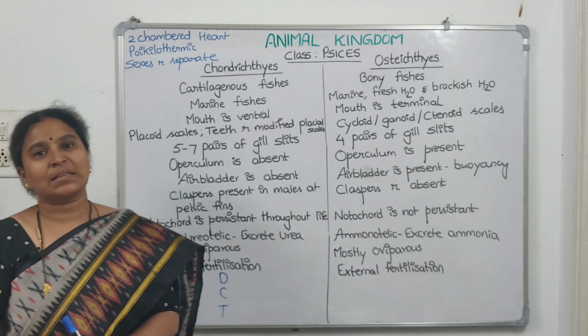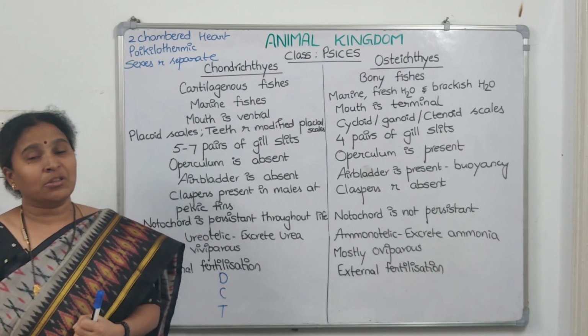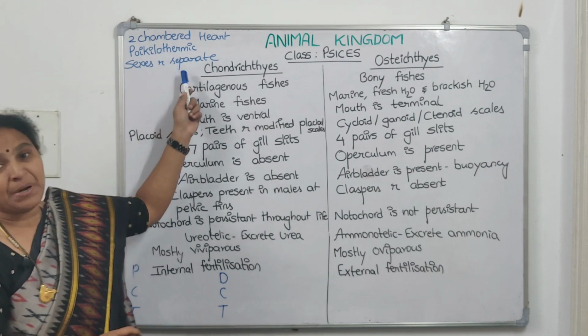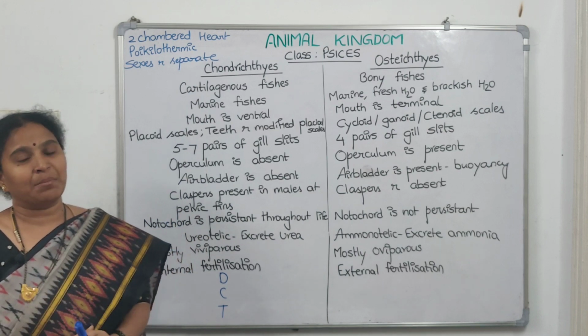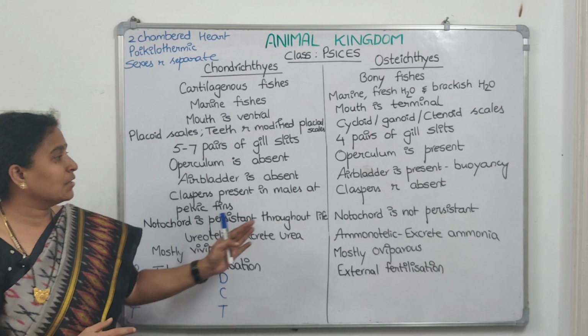The common points for Pisces are that they have a two-chambered heart, one atrium and one ventricle. And Pisces are poikilothermic, they cannot regulate their body temperature. Sexes are separate, male and female are separate. So these points are common, and the points which are different we have seen in tabular form.